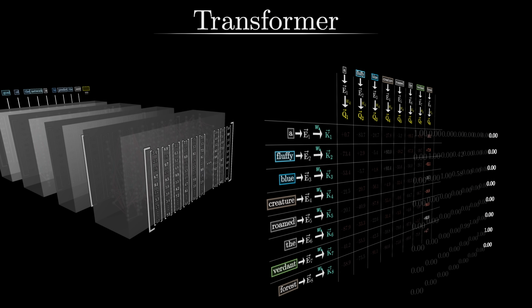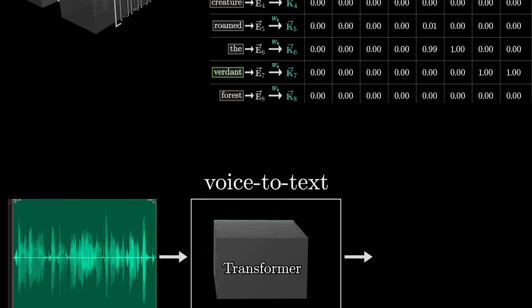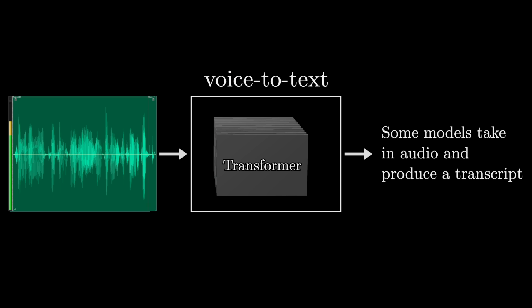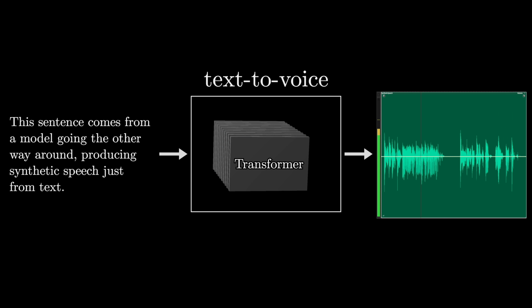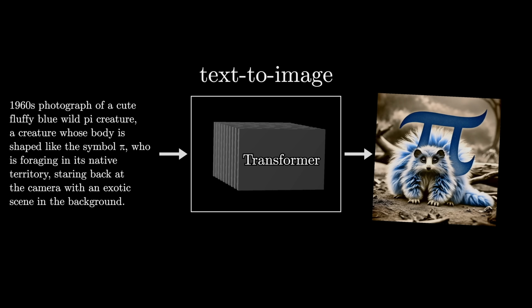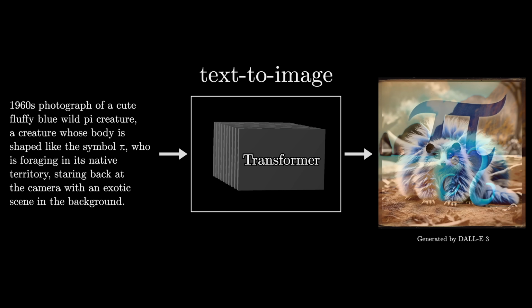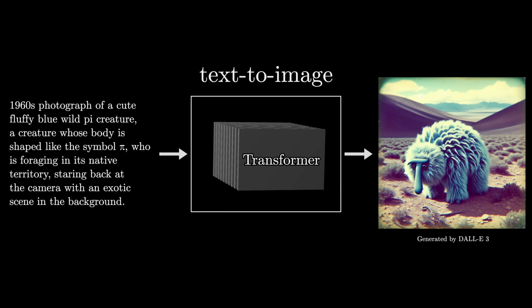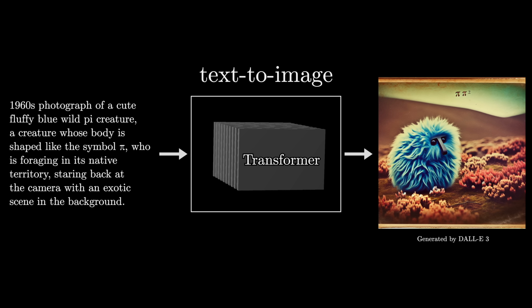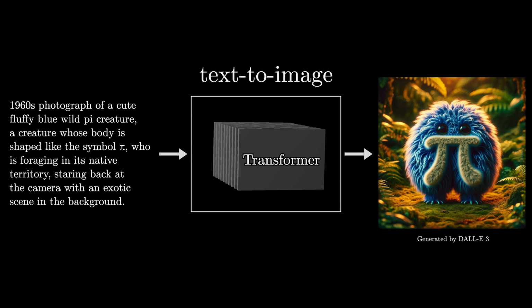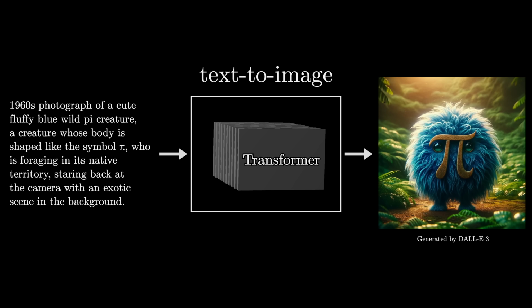There are many different kinds of models that you can build using transformers. Some models take in audio and produce a transcript. This sentence comes from a model going the other way around, producing synthetic speech just from text. All those tools that took the world by storm in 2022, like DALL-E and Midjourney, that take in a text description and produce an image, are based on transformers. And even if I can't quite get it to understand what a pie creature is supposed to be, I'm still blown away that this kind of thing is even remotely possible.